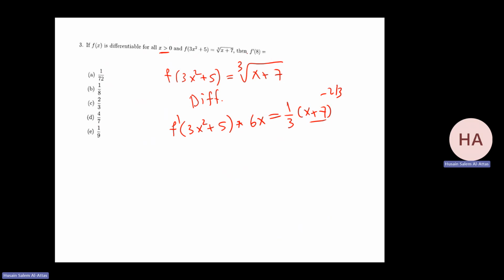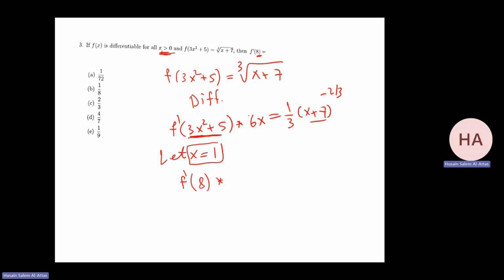Now, to get F prime at 8, I will let x equal 1. So I have 3 plus 1, this is 5. This is 3 plus 5, that will be 8. So F prime at 8. It is very clear why I choose 1. I cannot choose minus 1 since x is positive.